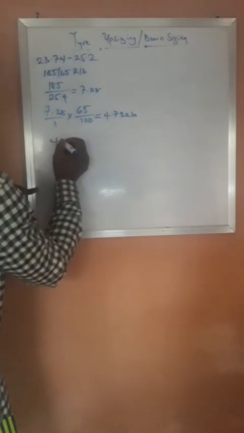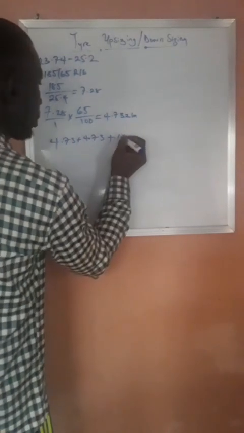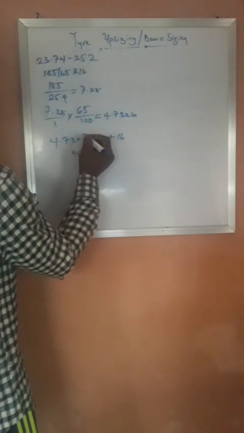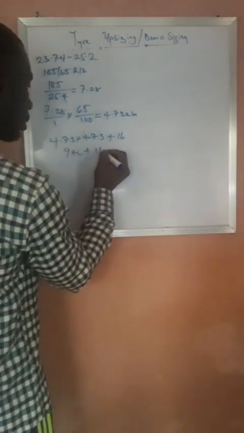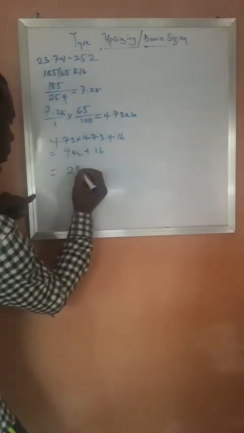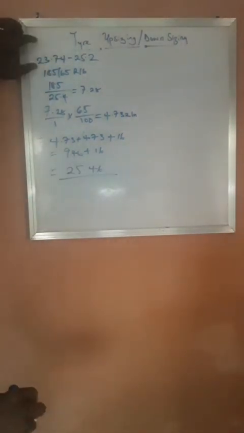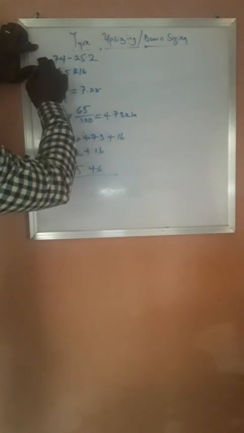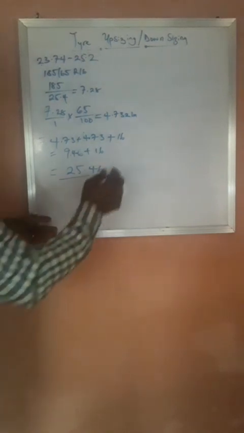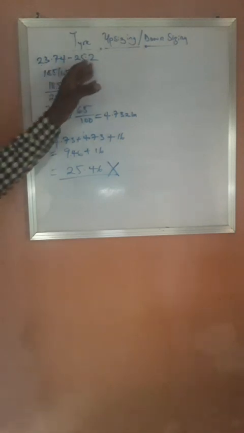So 4.73 plus 4.73 plus the rim size, which is 16. This is 9.46 plus 16. When you add this, we're going to get 25.46. So 25.46, and our permissible length is from 23.74 to 25.2. This doesn't fall in the range, so this is wrong. We can't upsize from 185/65 R15 to 185/65 R16.